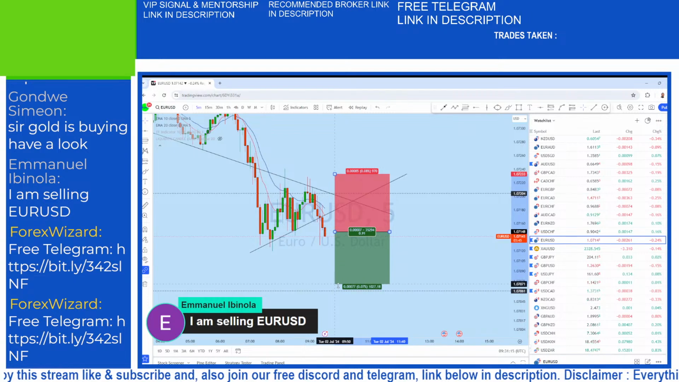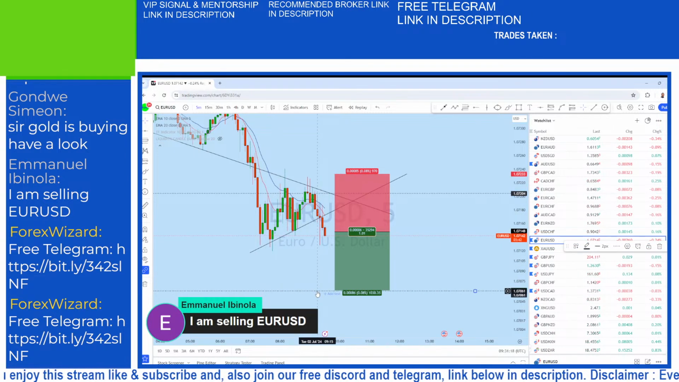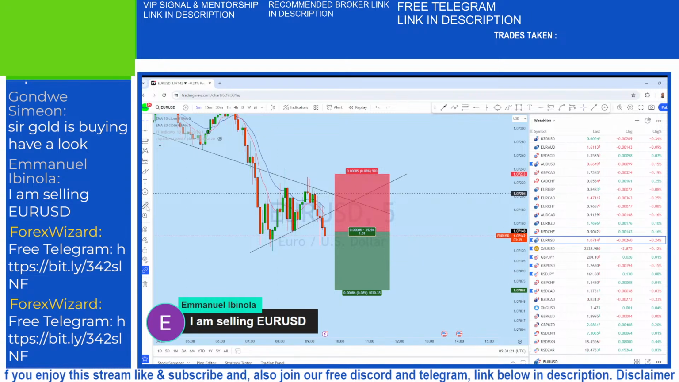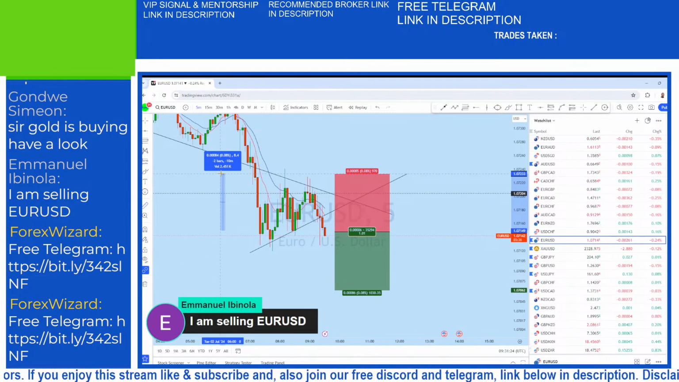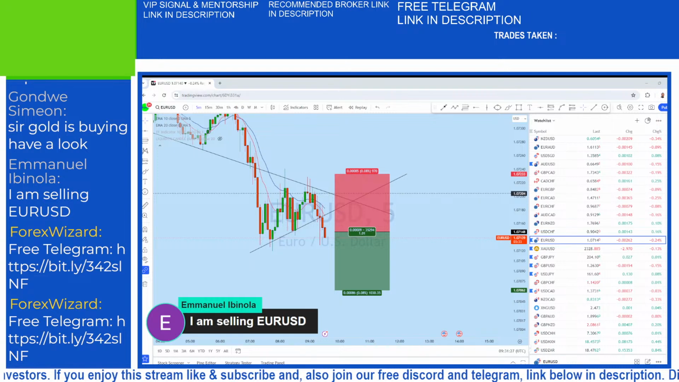I know that it's a low risk reward, but there is a high probability to drop to this 8 pip. So I will be selling EUR/USD with this setup, stop loss at 1.0723. EUR/USD 5 minutes, stop loss, TP target is 1.07062.